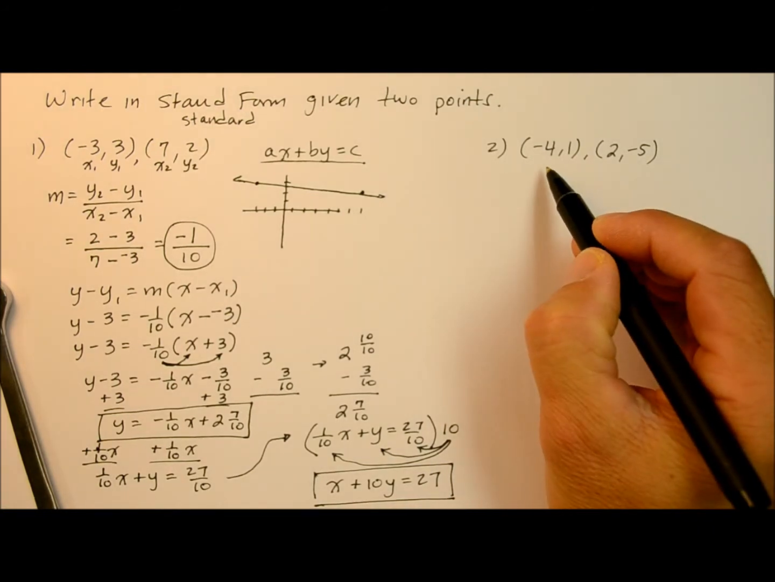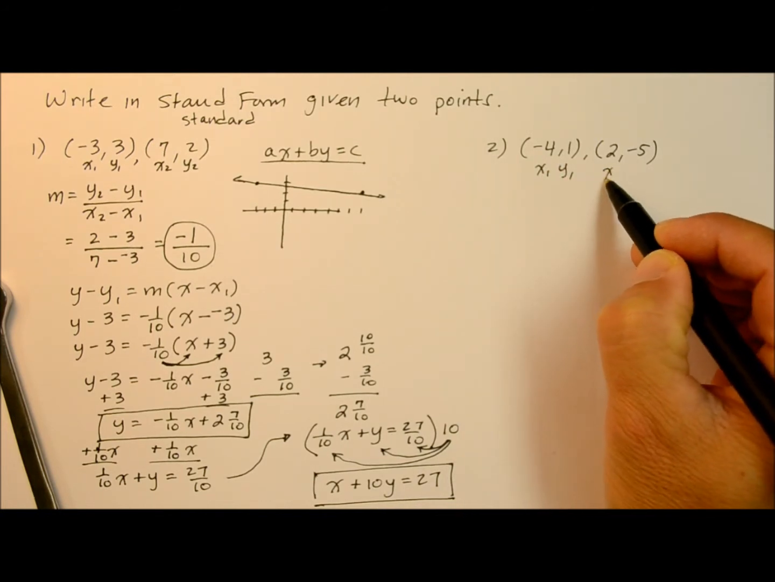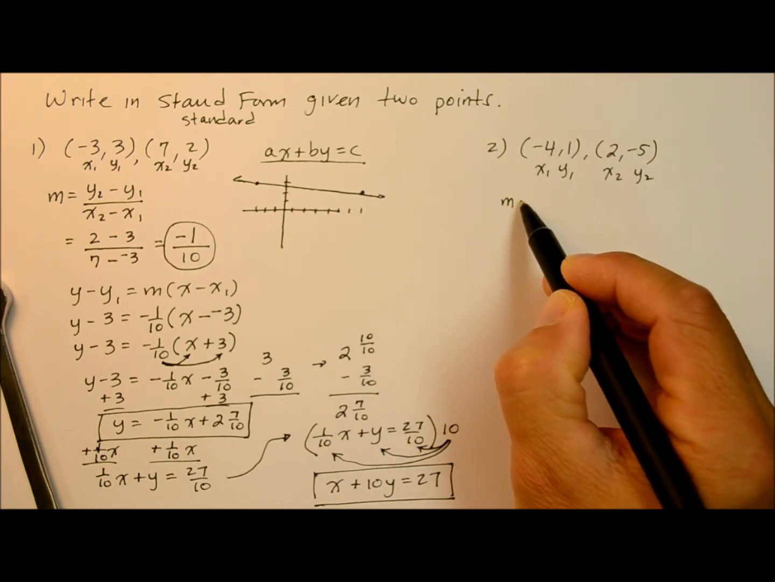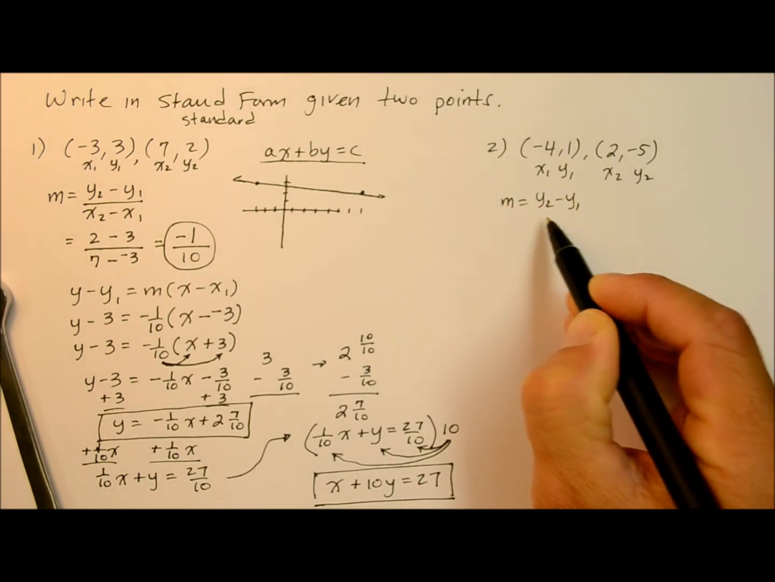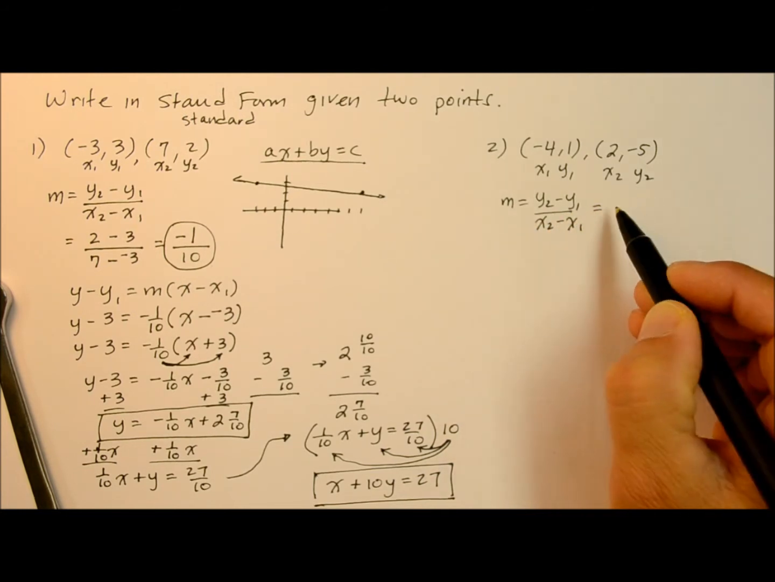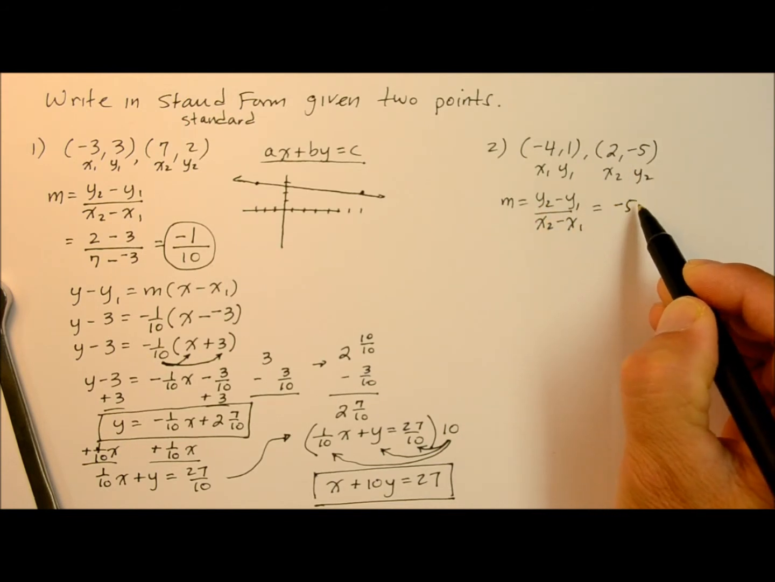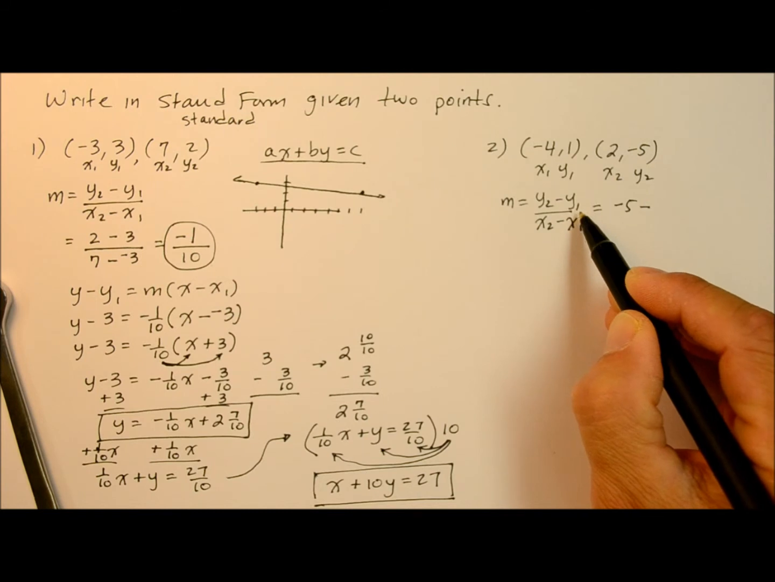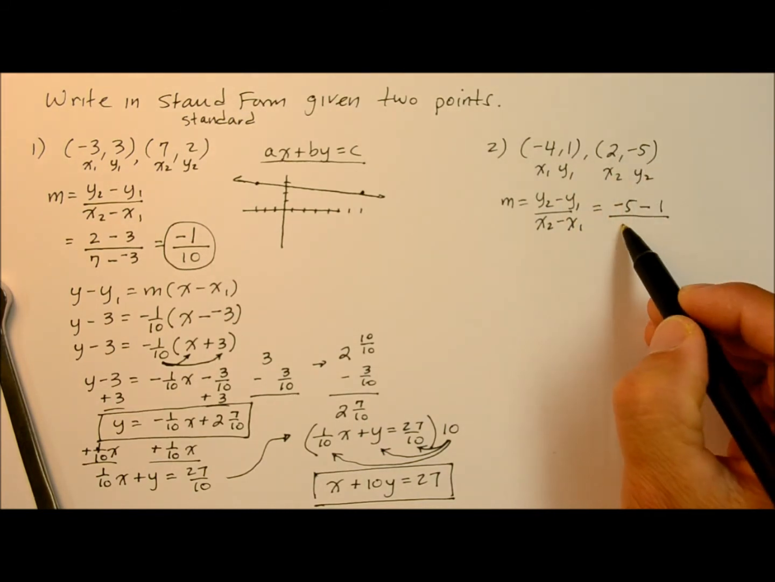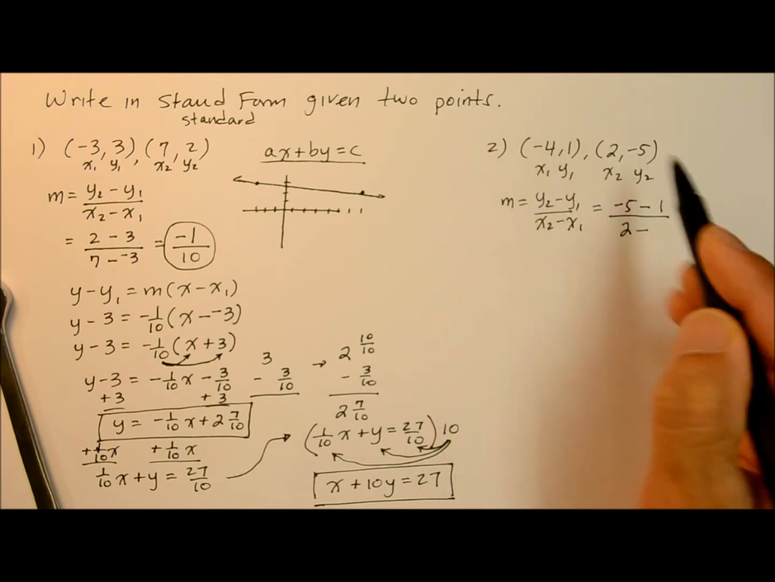First, let's label this as x1, y1. Then this will be x2, y2. Let's use the slope formula. m equals y sub 2 minus y sub 1 over x sub 2 minus x sub 1. And let's substitute all the variables. Y sub 2, I labeled it as negative 5. Minus y sub 1 is 1. Over x sub 2 is 2. Minus, be careful here now, x sub 1 is negative 4.